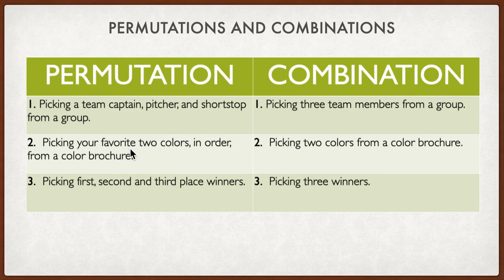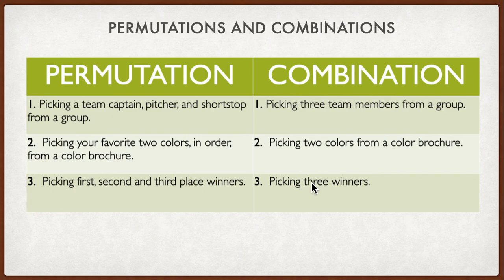For number two, picking your favorite two colors in order, from a color brochure. You're choosing your first and second color. You're specifically choosing the first favorite and the second favorite. For the combination, just picking two colors. There are no favorites. Number three, picking the first, second, and third place winners. For combinations, just picking three winners. There's no first, second, and third, meaning there's no order, there's no rank.